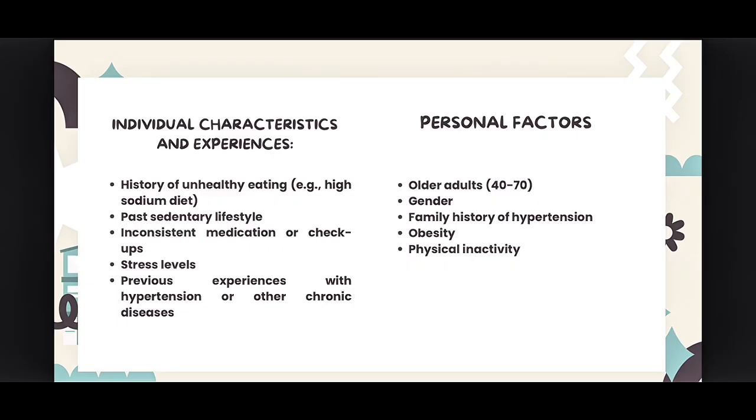Now for personal factors, these are factors such as age and gender for the biological aspect, and for the socio-cultural aspect, it includes race, education, culture, and such. So we can determine that a person is also vulnerable to hypertension if they are aged around 40 to 70 usually, and their gender might be a determinant as well. Also family history of hypertension, obesity, and physical inactivity.